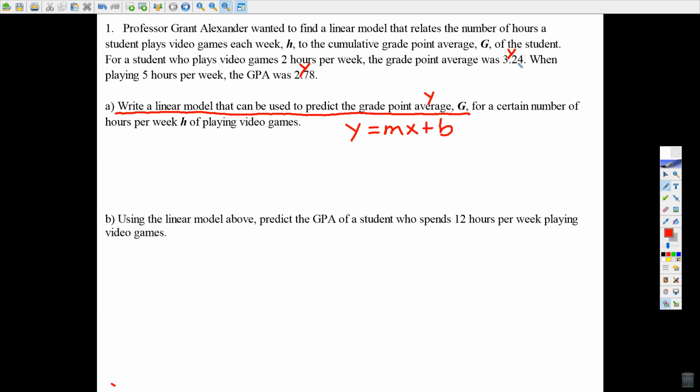Well, process of elimination, if we've identified the y coordinates, the other numbers that are in hours must be x's. So if it helps, you can label those numbers that talk about hours per week as an x. Well, now we have a couple of ordered pairs. With this phrase, I can come up with the ordered pair 2, 3.24. That's like a point on this line that we're coming up with the model for.